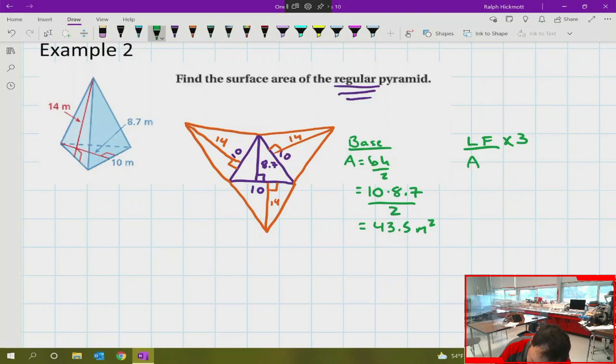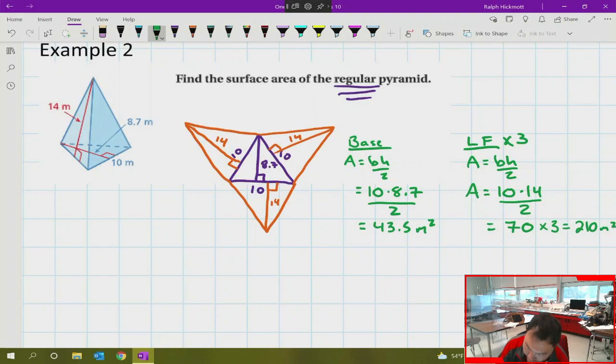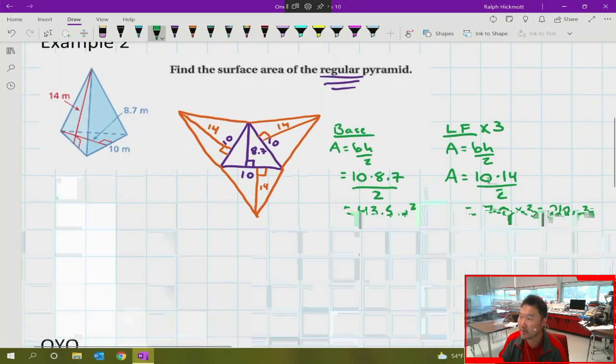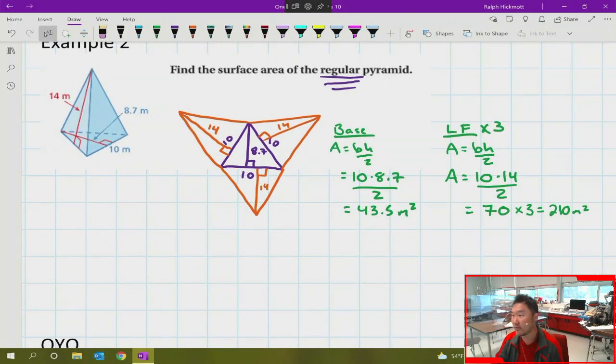So let's go ahead and get that formula down again and plug in the appropriate numbers. The base of the lateral faces is 10 again, and the height this time is 14, divided by 2. So once again, we're at calculator stage. Punch that in. 10 times 14 is 140, divided by 2 is 70. But I'm going to multiply it by 3, which is 210 meters squared. I multiplied by 3 because there are 3 lateral faces.